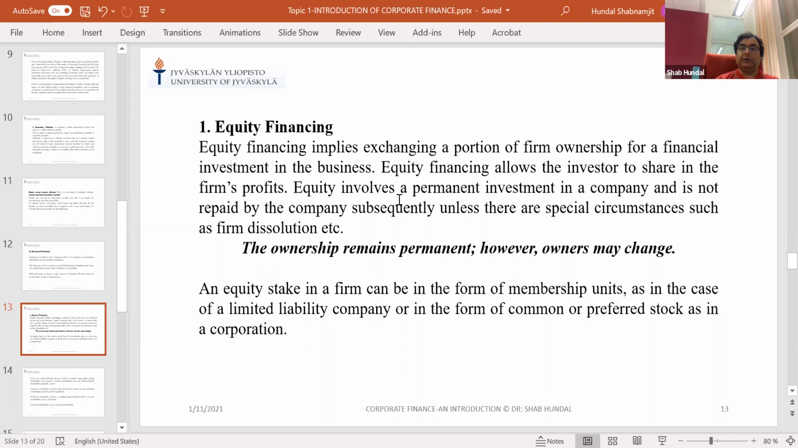Okay, but the equity as such remains a permanent investment, and it doesn't disappear unless there is some emergency or exceptional situation in the company, when the company is maybe requesting the Ministry of Corporate Affairs that, hey, we want to reduce our authorized capital, or they become bankrupt, or there's a need to dissolve the company altogether. Okay, so that's why I wrote this expression that the ownership remains permanent, but the owners may change.